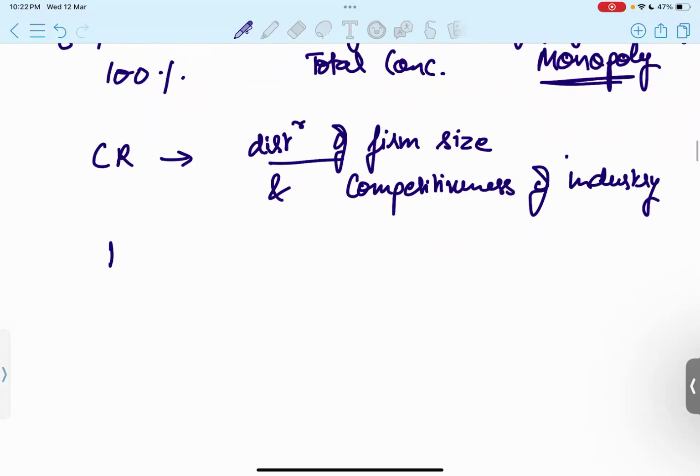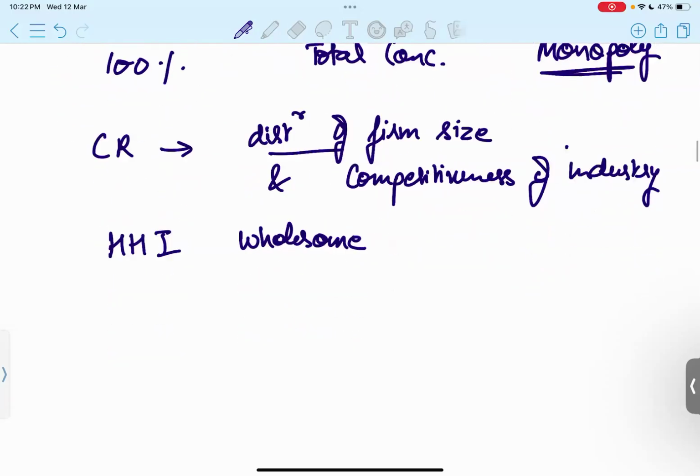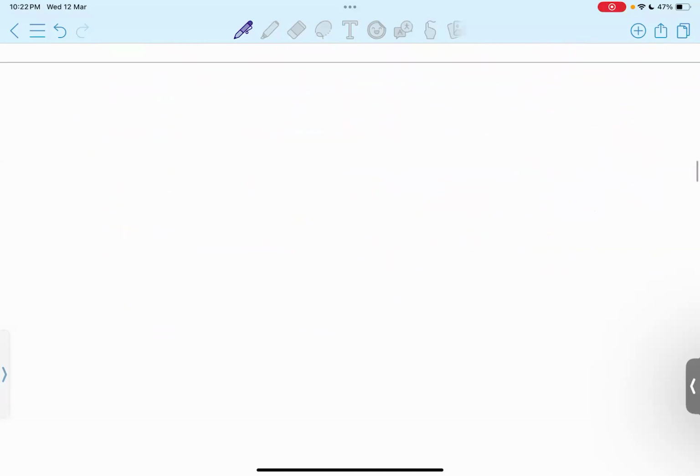So overall, we say that the Herfindahl index is a more wholesome measure of calculating the market concentration than the concentration ratio. So now we will start with the monopolistic market.